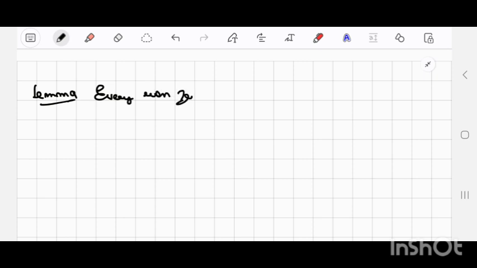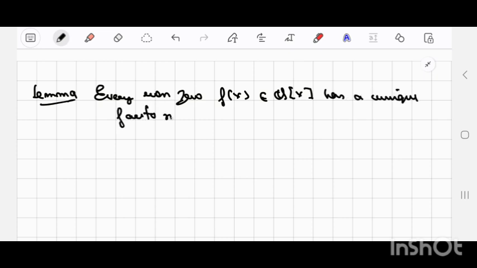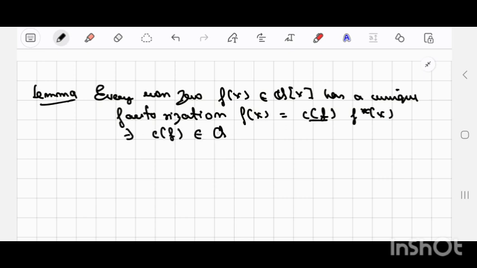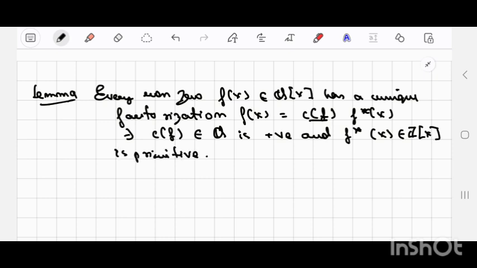Lemma: every non-zero f(x) in Q[x] has a unique factorization, f(x) equals C_f times f star of x, such that this C_f is actually a constant coming from Q, it is positive, and f star of x is in Z[x], which is primitive. Is it clear?